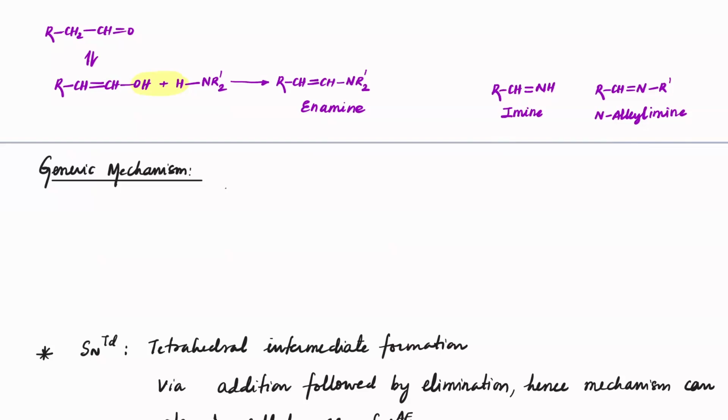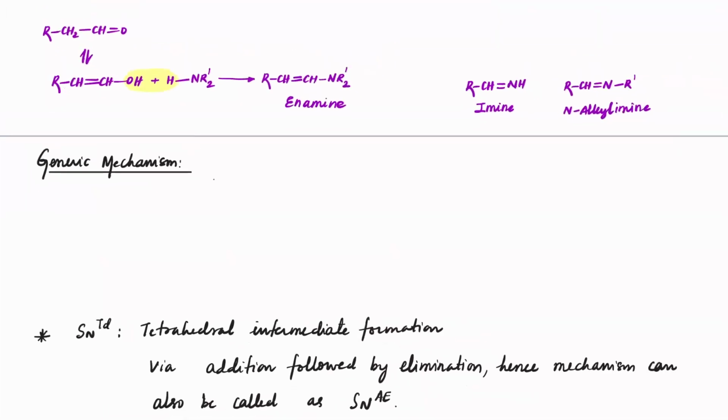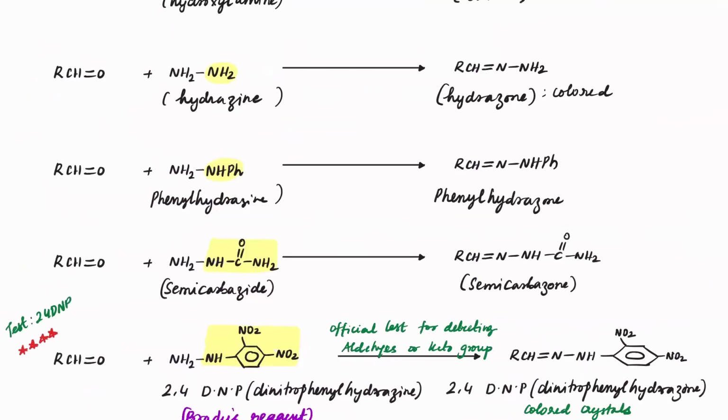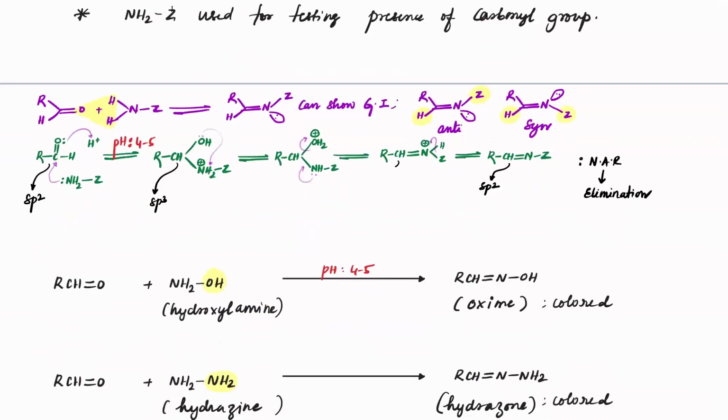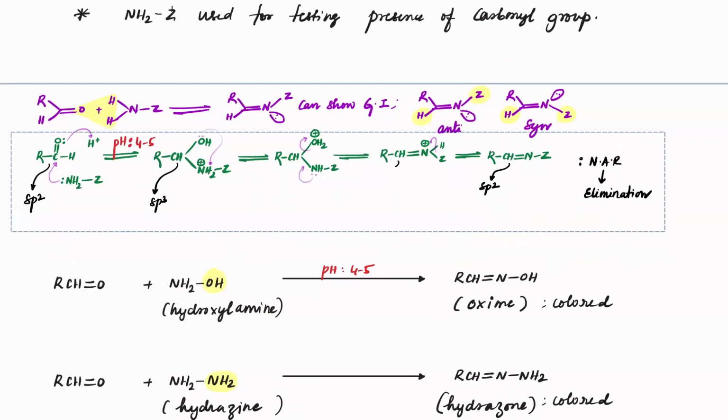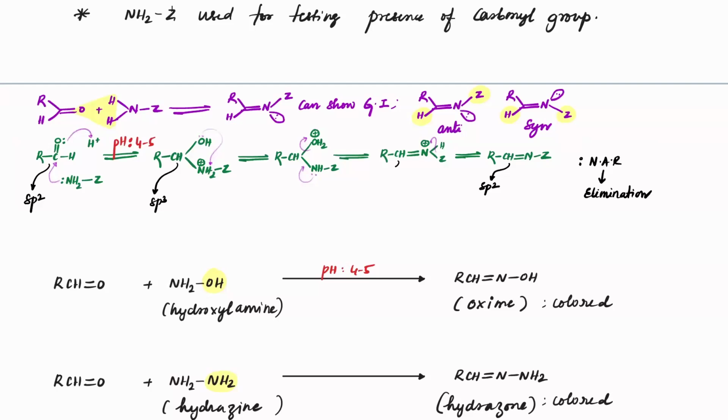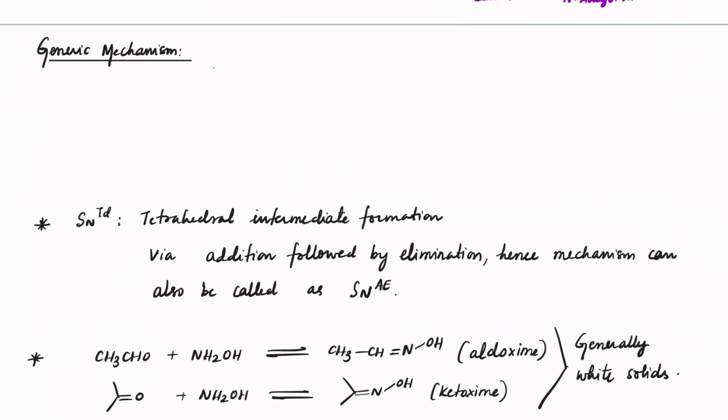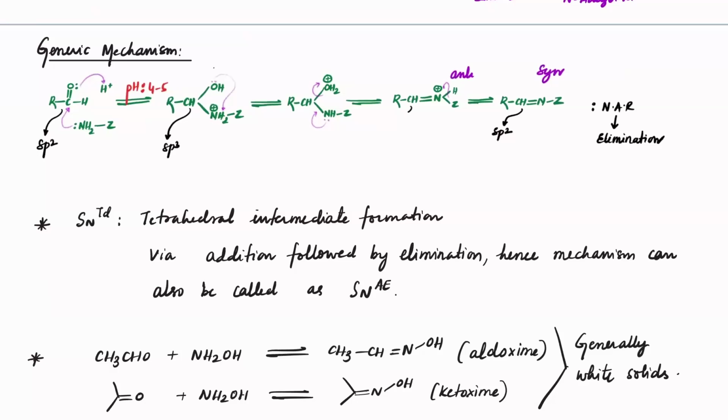Right. See, I told you the generic mechanism again. I'll just add that here. This is the generic mechanism which I showed you. I'll just add that here just to give you an idea about what is the type of mechanism. Right. So this is the type of mechanism which is happening, correct?